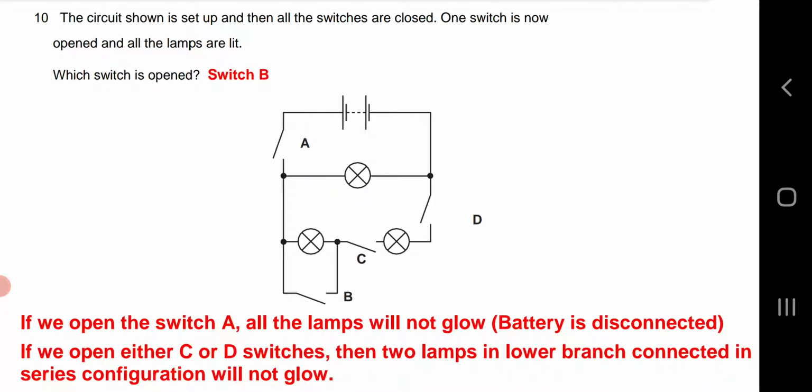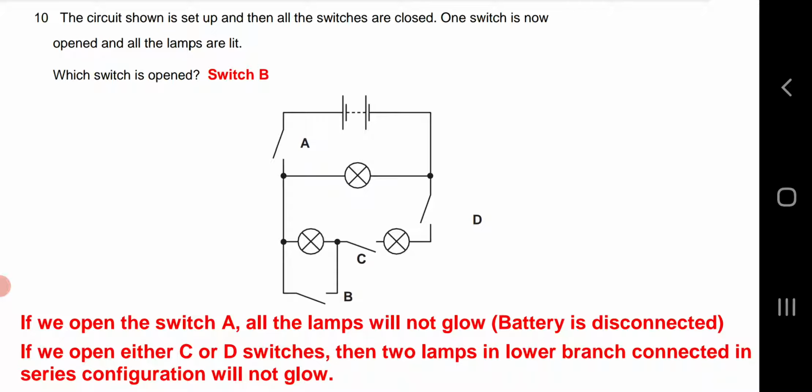Question number 10. The circuit shown is set up and then all the switches are closed. One switch is now opened and all the lamps are lit. Which switch is opened? It is switch B, because you can see the switch B is in parallel with the lamp. If switch B is closed, then this lamp will not glow.